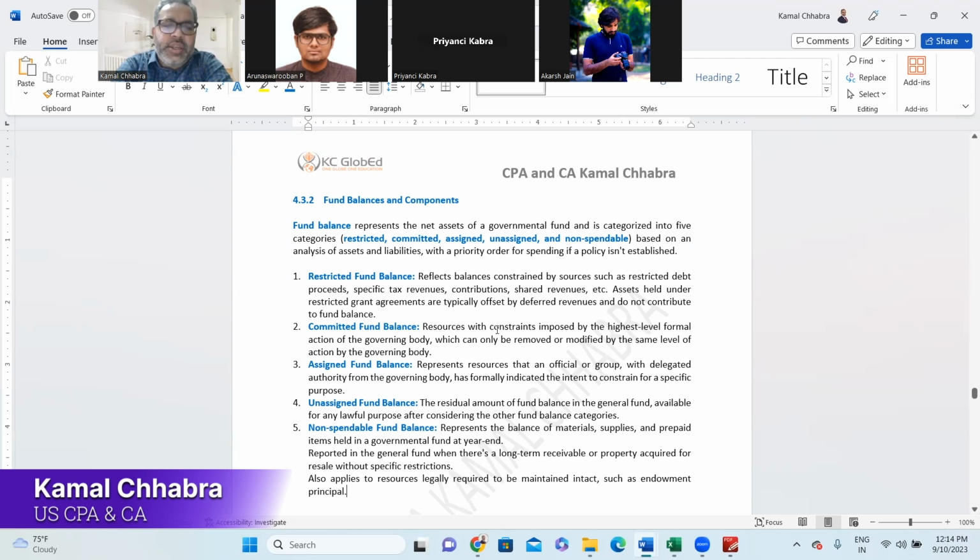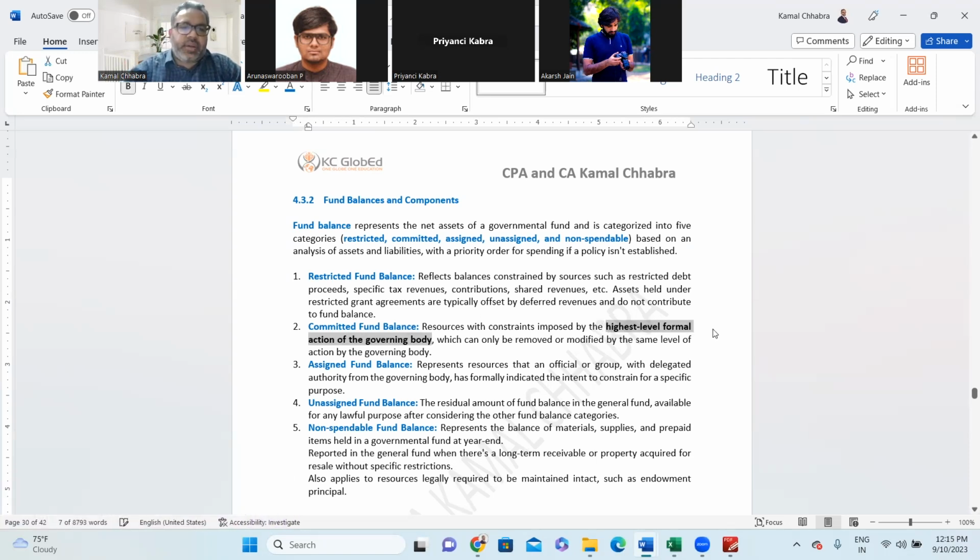Second is committed fund. Committed fund is basically a source with constraint imposed by the highest level of formal action of the governing body. So this is like management commitment. It is not imposed by the donor, or by the authority providing the grant. It is internally imposed by the management, and can only be removed or modified by the same level of action by the governing body.